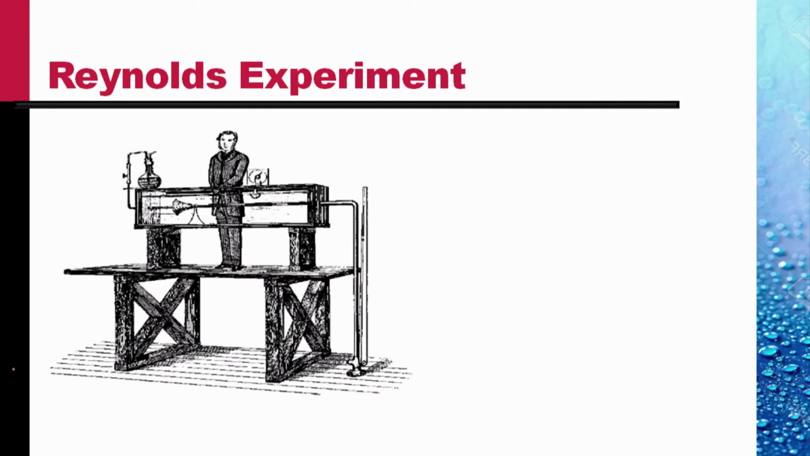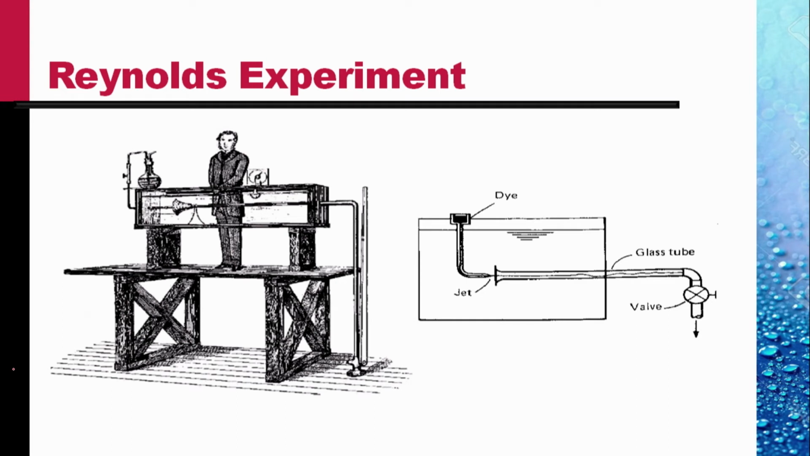One of the first experiments connected with the varieties of flows was conducted by Professor Reynolds of England in 1880. In this experiment, he had a water tank and a pipe with a smooth entrance. The pipe was submerged in water for some length, and then there was a valve that controlled the flow. Ink was injected at the center line of the pipe, and the flow of this was observed.